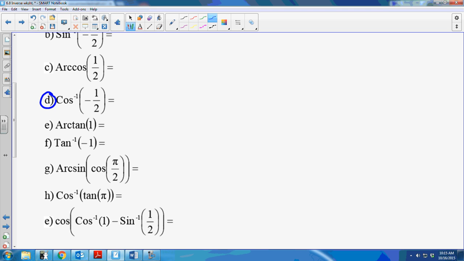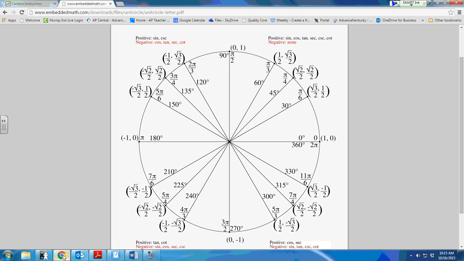Inverse cosine of negative 1/2, but cosine with a capital C. Right? So we're looking to find the radian measure where cosine is negative 1/2 on the unit circle. But since we're using capital C cosine, we can only use from 0 to pi. So we can only look at the top half of the circle.